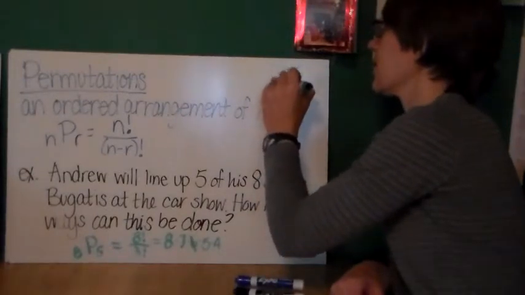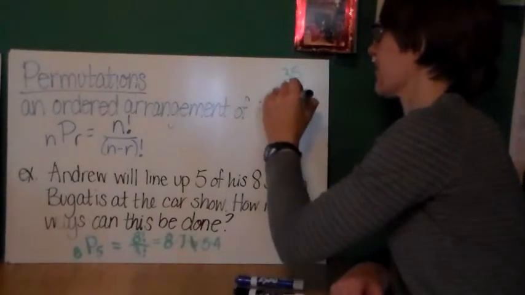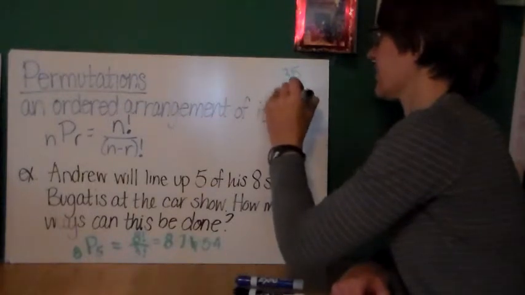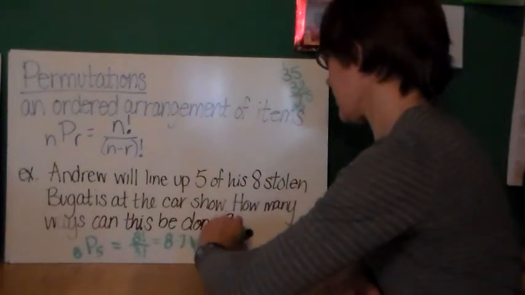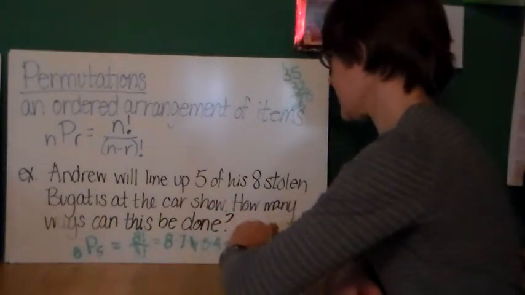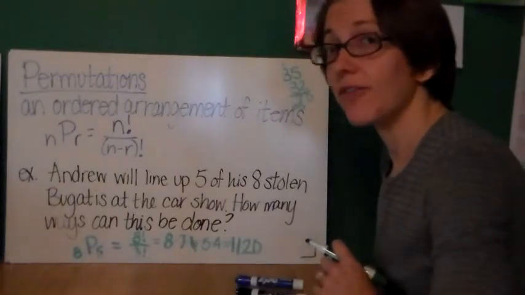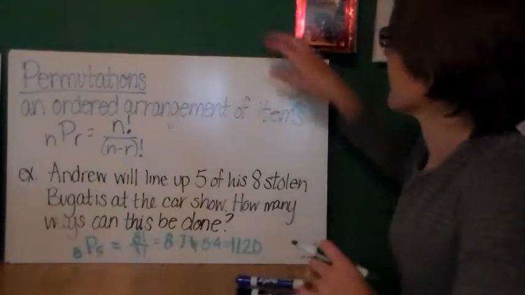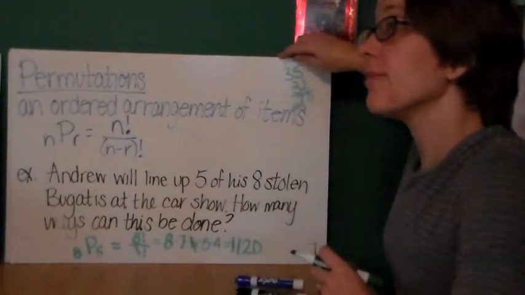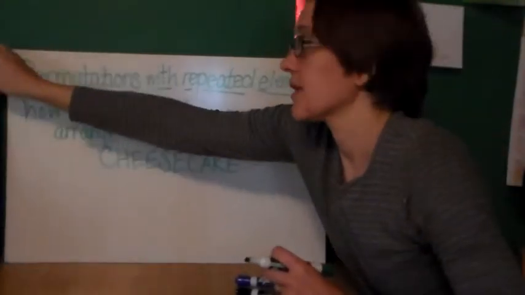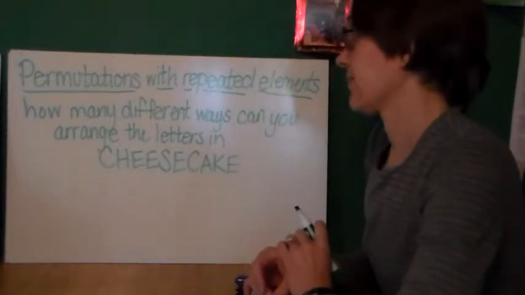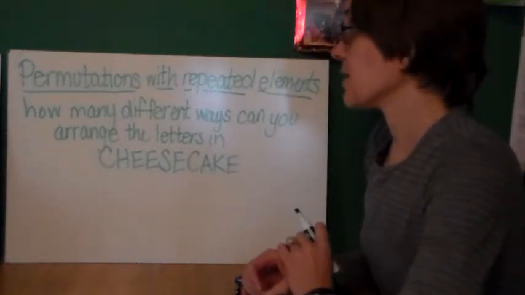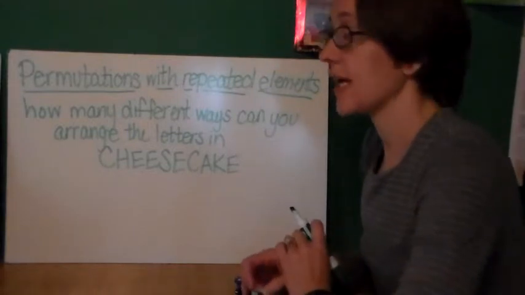I'm just going to sketch this over here. And that gives us 1,120 different ways that he can line up 5 of his 8 stolen vehicles. So that's permutations. Order matters. Now sometimes, let's say that some of those Bugattis look the same, then we would have to consider a permutation with repeated elements. How many different ways can you arrange the letters in cheesecake?